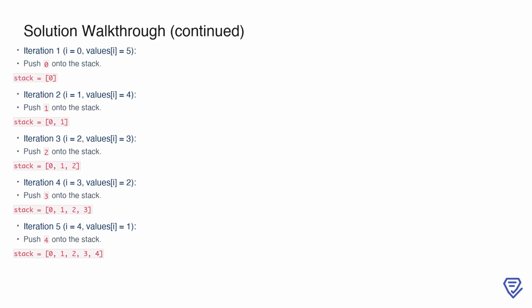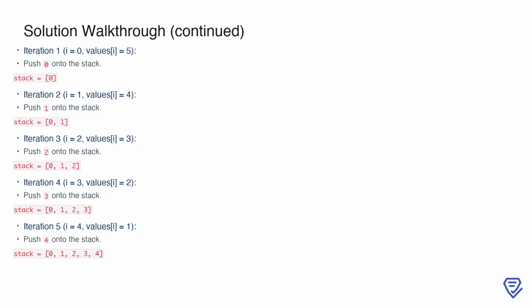Similarly, in the third iteration, with index 2 and value 3, the top of the stack corresponds to value 4, which is greater than 3, so we push index 2 onto the stack, resulting in 0, 1, 2. In the fourth iteration, with index 3 and value 2, the top of the stack corresponds to value 3, which is greater than 2, so we push index 3 onto the stack, making it 0, 1, 2, 3.